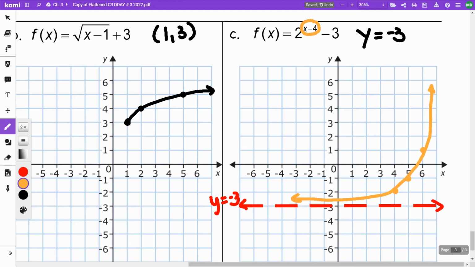So again, you want to make sure you can do these problems without my help. These are here for a reference. Good luck.